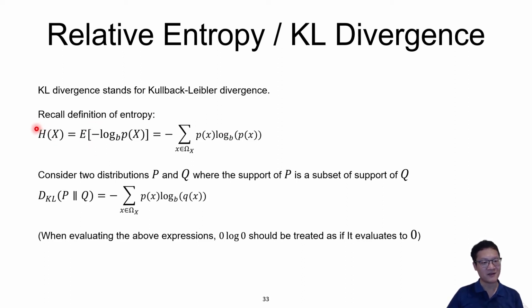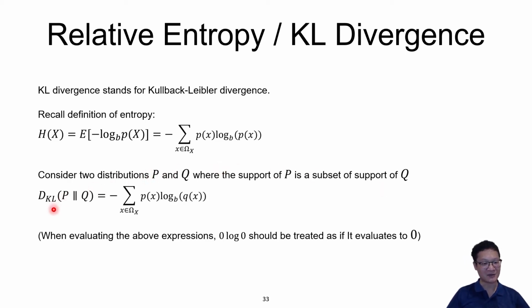Okay, so the definition of entropy is, again, the negative sum of p of x log p of x. Now with KL divergence, we consider two different distributions, p and q. And here we assume that the support of p is a subset of the support of q. Remember, support of a distribution means the set of x's such that p of x is non-zero or q of x is non-zero.